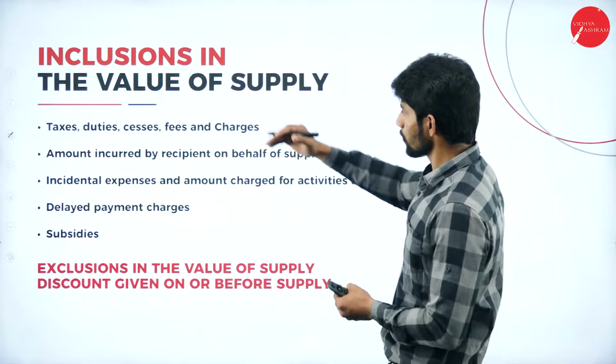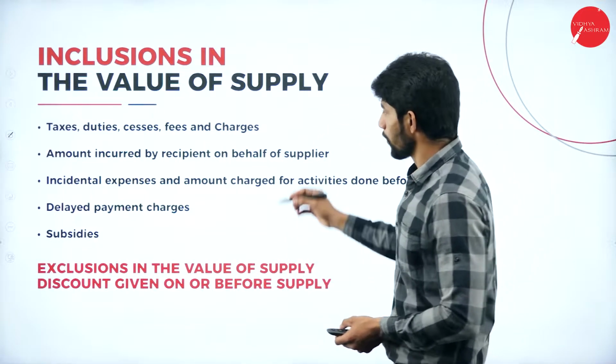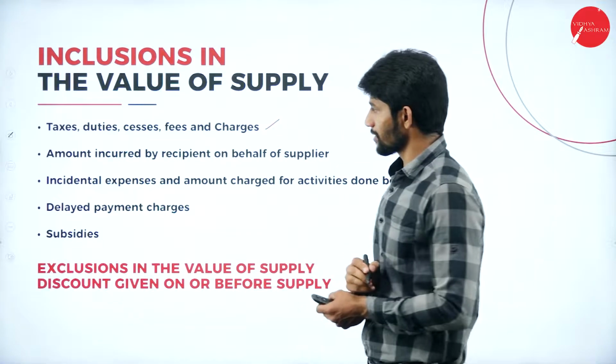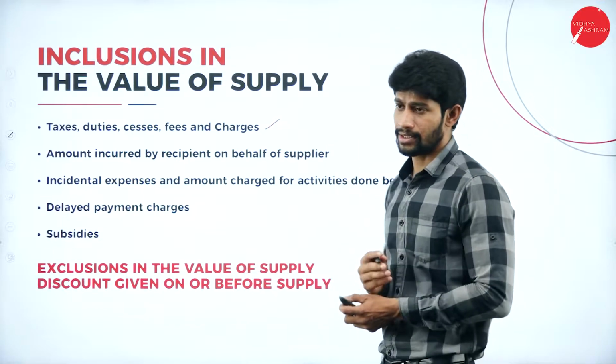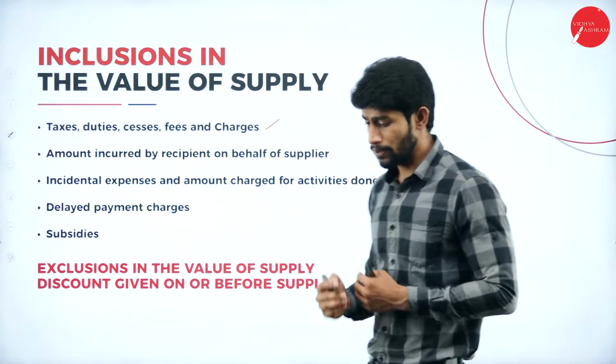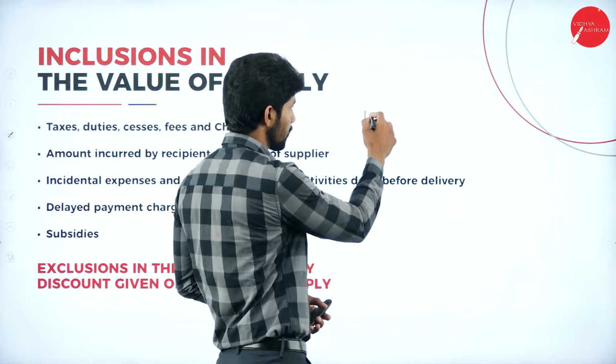So if we look into the first thing, that is inclusion in the value of supply, we are going to include the taxes, duties, cess, fees, and charges. Yes, suppose you are going to purchase a camera. Okay, the camera costs around 10,000 rupees.